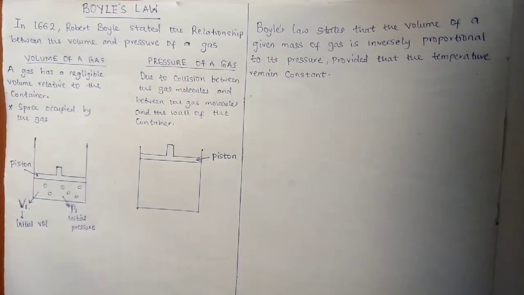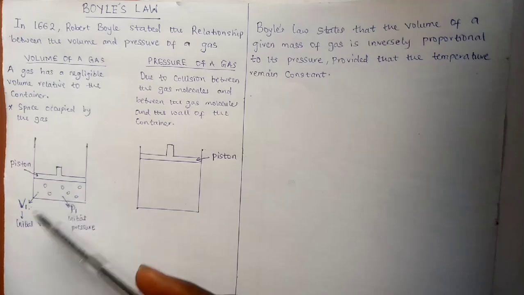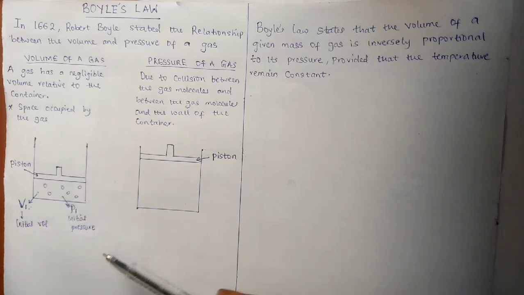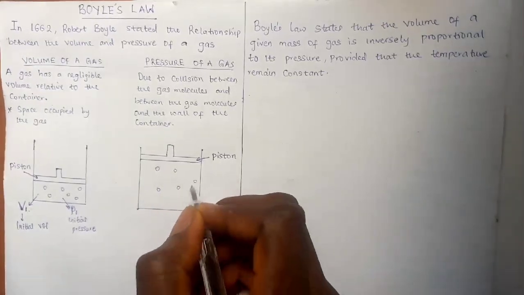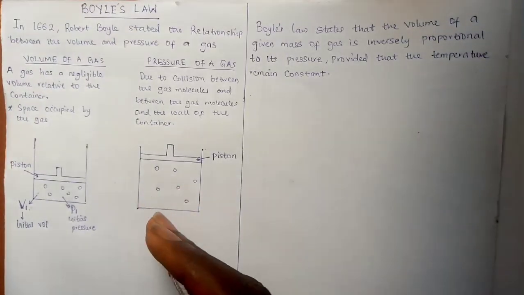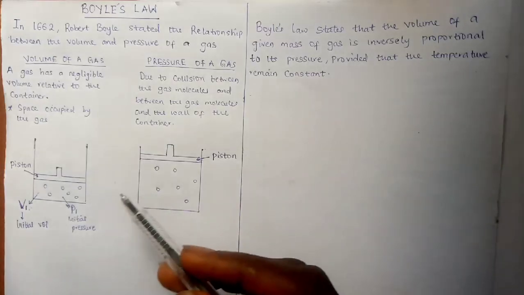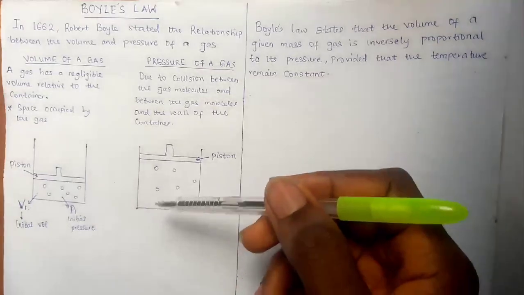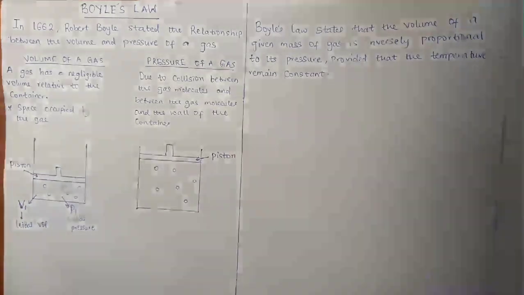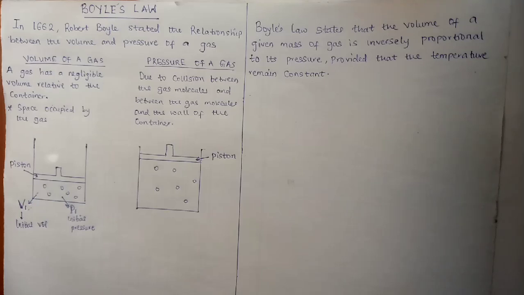Now what happens if the volume of the gas increases, that is, the space occupied by the container increases? Let's see what happens. As you can see, when we increase the space occupied by the container, that is when we increase the volume, the gas molecules are further away from each other. And since the distance between the gas molecules has increased, which means they will collide less often, the collisions between the gas molecules will reduce, and as such, the pressure will also reduce.